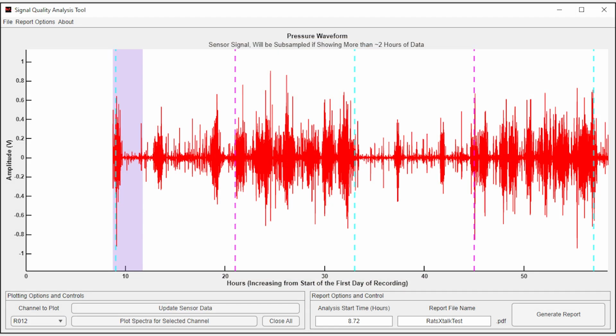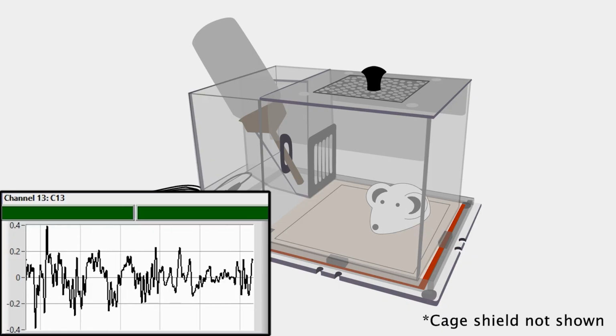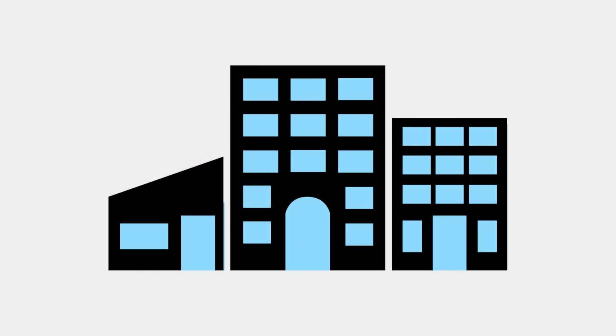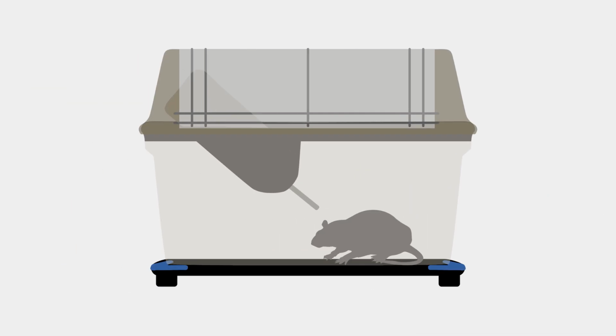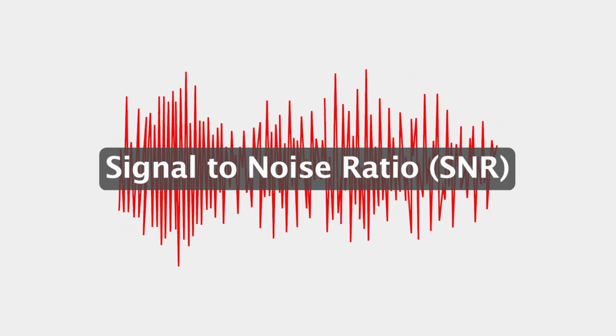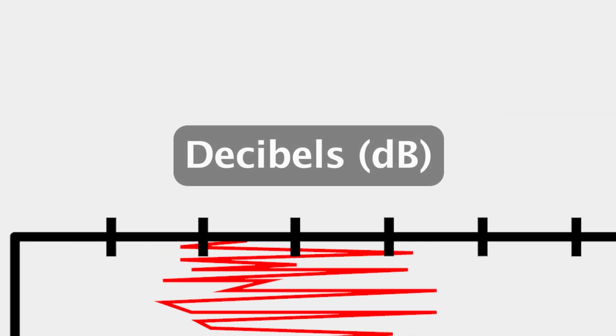This video describes how to use our signal quality analysis tool to inspect signal quality for a PiezoSleep system setup. The PiezoSleep system measures pressure signals from animal interactions with the cage using specialized sensors. Other contributions to these signals, such as vibrations from buildings, fans, or animals in nearby cages, are considered noise. A typical metric for assessing signal quality is the signal-to-noise ratio. This indicates signal power relative to the interfering noise signal and is often expressed in a logarithmic scale called decibels.